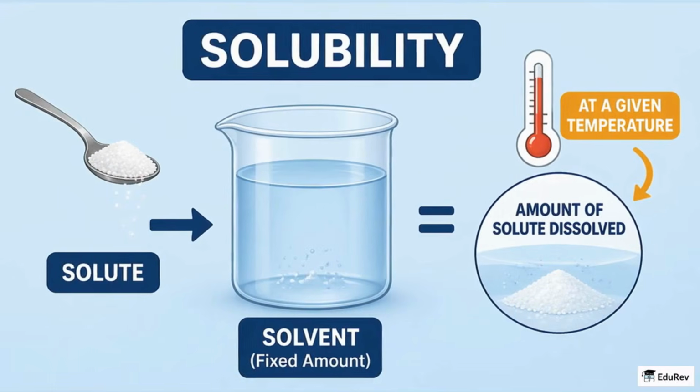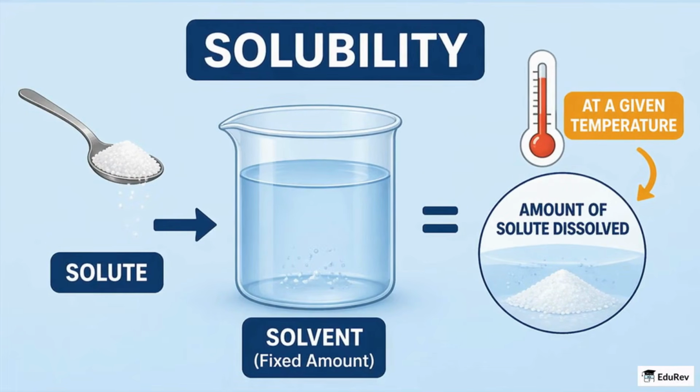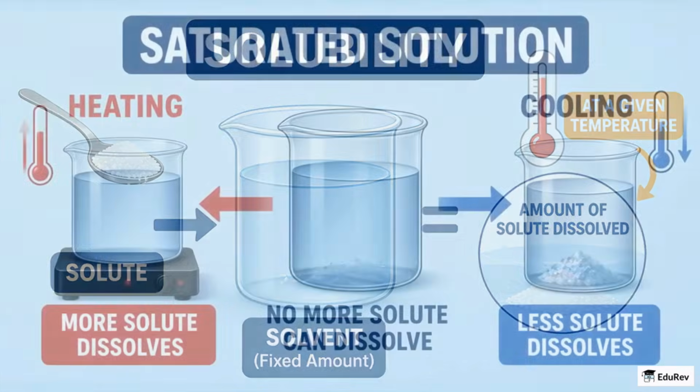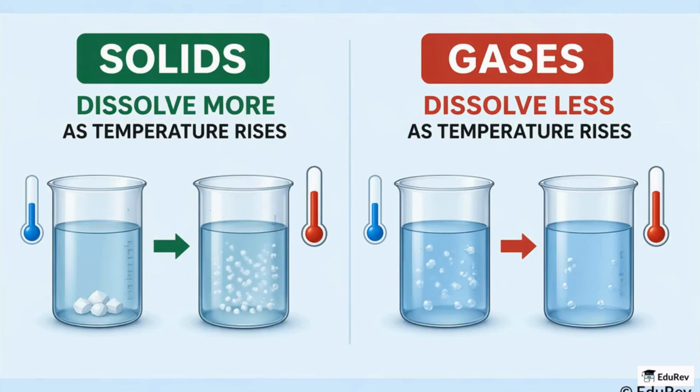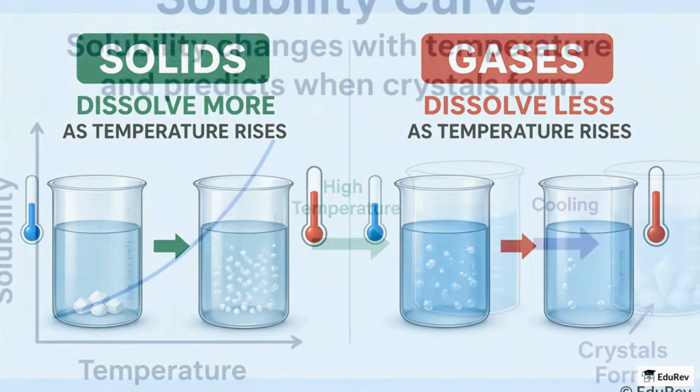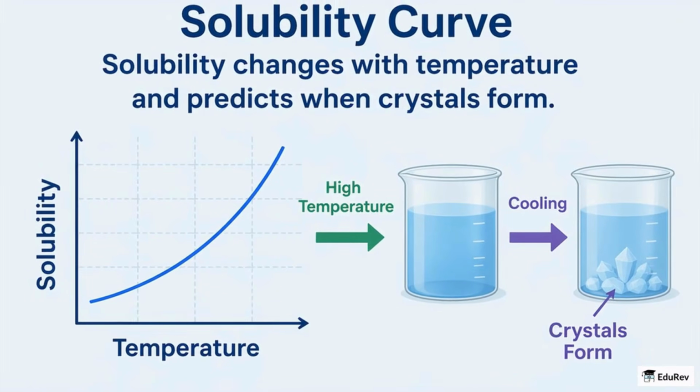Next, solubility tells us how much solute can dissolve in a fixed amount of solvent at a given temperature. A saturated solution cannot dissolve any more solute at that temperature, and heating or cooling can change how much dissolves. Many solids dissolve more when the temperature rises, while gases usually dissolve less as things get warmer. We can draw a solubility curve to see how solubility changes with temperature and predict when crystals will form.